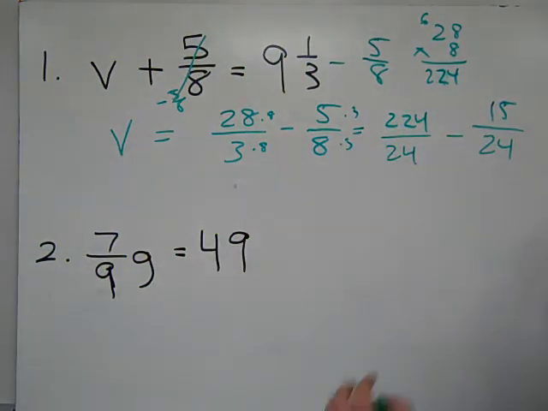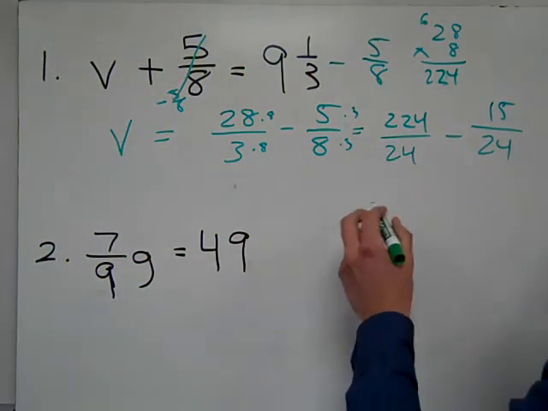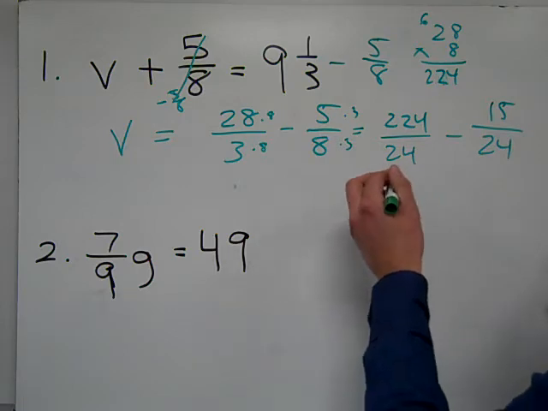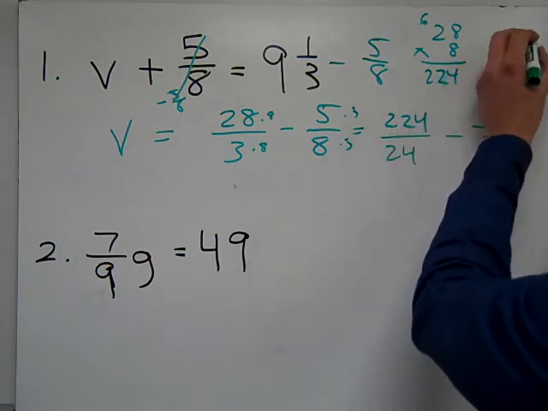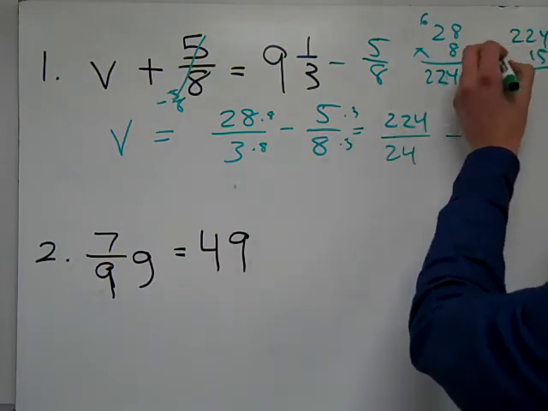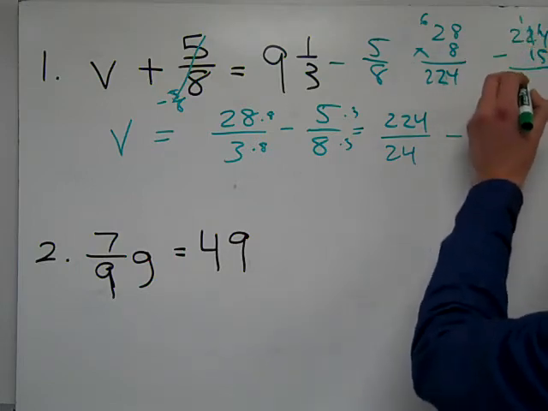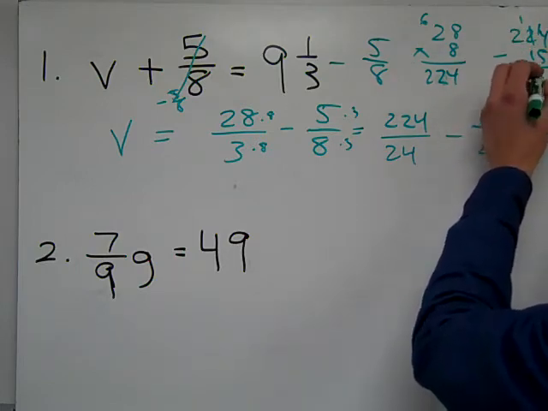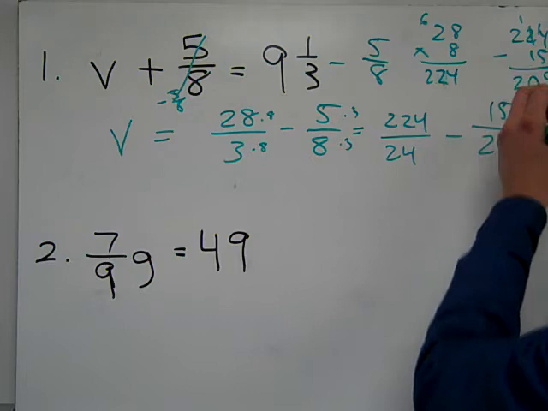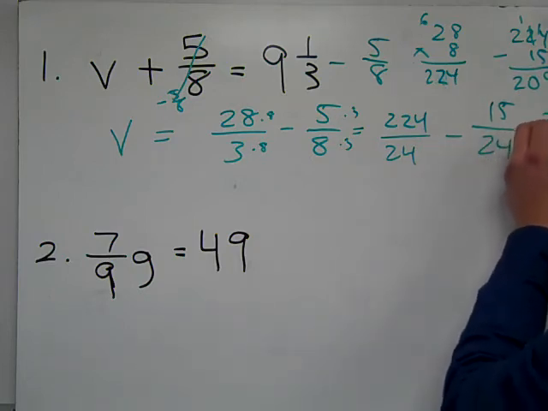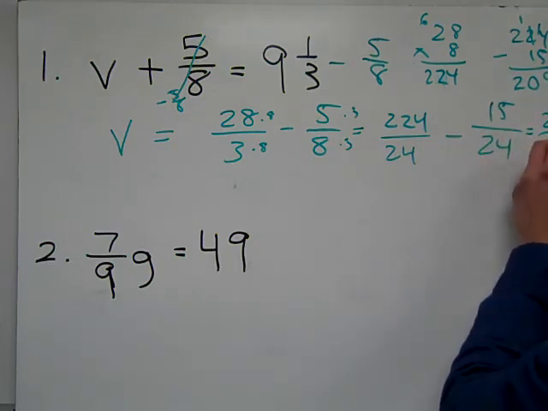I don't get the right thing. I'm going to have a wrong answer, right? Now I need to subtract. So I'm going to get 224. Do that up here, minus 15. So we're going to get 209 over 24.